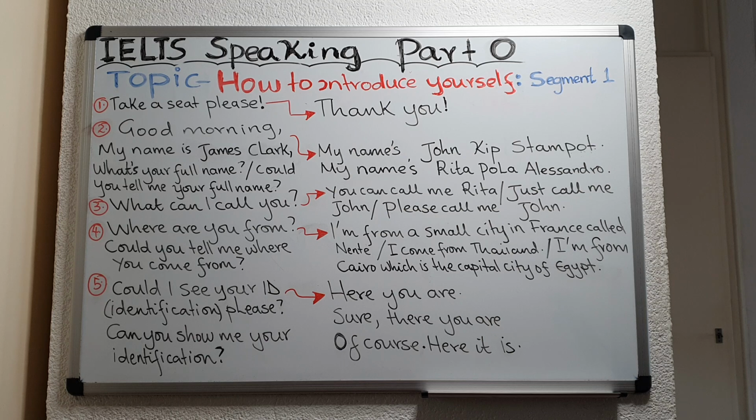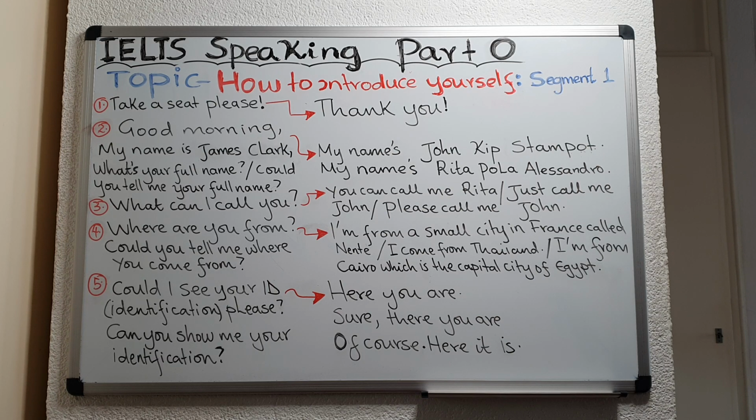After that, we move on to number 3. The examiner is going to ask you, what can I call you? Now, you have given the examiner your full name. Some people have two names. It could be your name is John Stampot, so your first name is John and your last name is Stampot. Kip is your middle name.